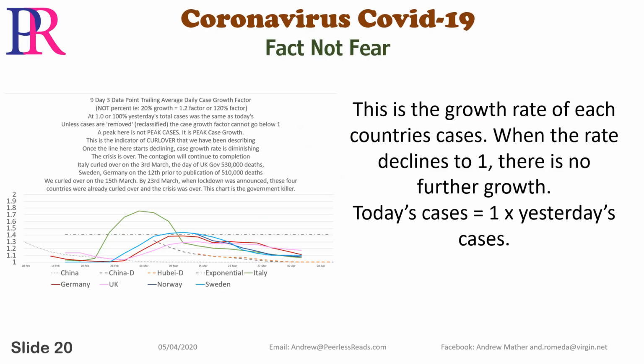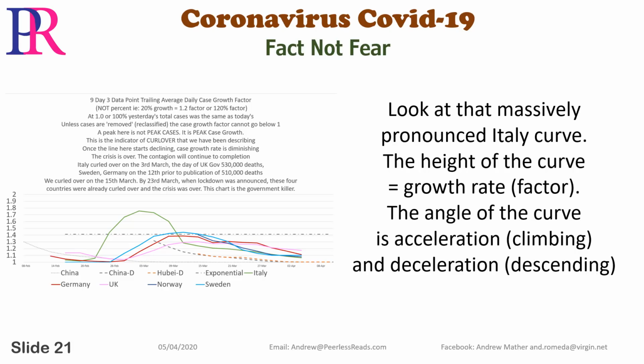This is the growth rate of each country's cases. When the rate declines to 1, there is no further growth. Today's cases equals 1 times yesterday's cases. Look at that massively pronounced Italy curve. The height of the curve equals growth rate, factor. The angle of the curve is acceleration, climbing, and deceleration, descending.